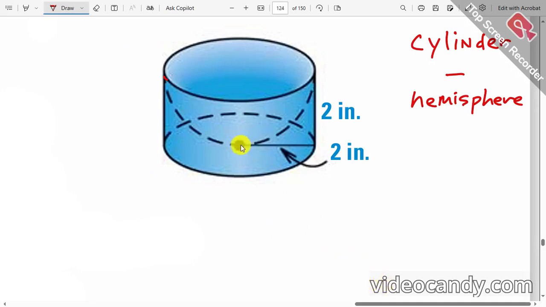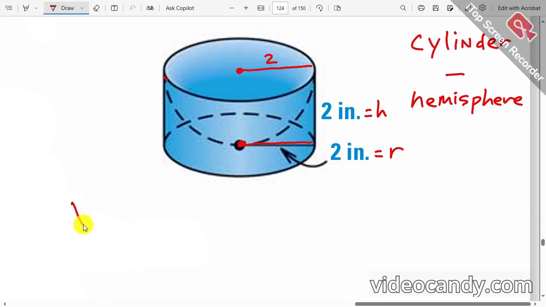Now, this distance from the center to the circle itself, if you can see the base of the cylinder, that's going to be the radius r. Okay, so that 2 inches is going to be the radius r. And this 2 inches right here is going to be the height of the cylinder. That's h. And if you imagine the cylinder, the same circle on top, this distance for the radius is also going to be the same as the one on the bottom. That's going to be 2 inches. So that's also the radius of the hemisphere.